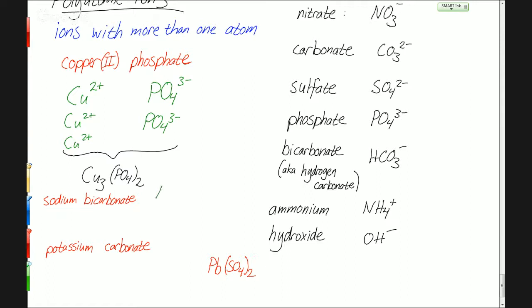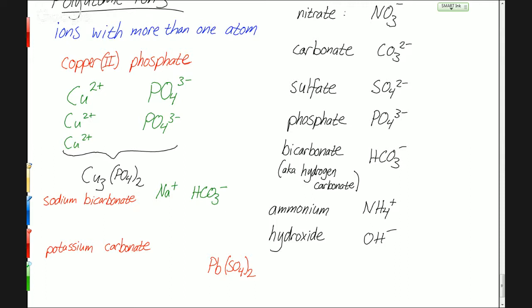Na is +1. And bicarbonate is HCO3 minus. We have to look that up on the table for now, but by next week you'll know them, right? So we've got Na plus and HCO3 minus. How do we balance those out to make a formula? That's it, right? We don't need to change anything. We got +1 and -1, so they balance.